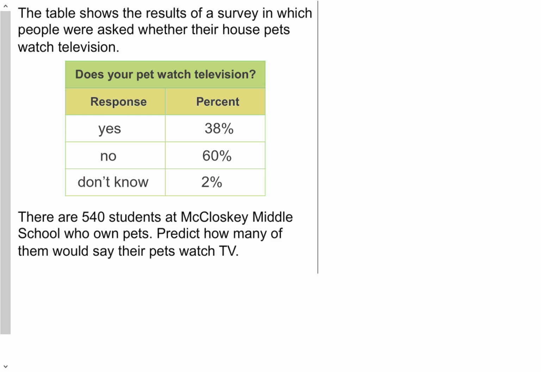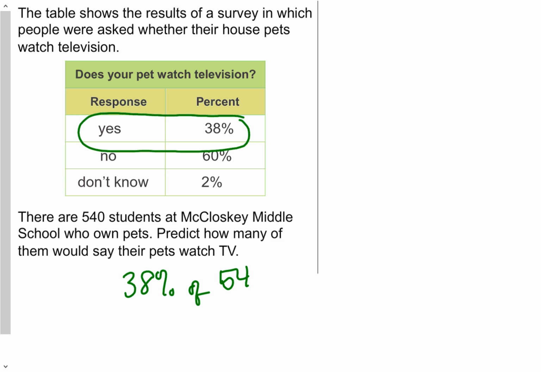Okay, this is my last example. The table shows the results of a survey in which people were asked whether their house pets watch television. That's interesting. Okay, so there are 540 students at McCloskey Middle School who own pets. Predict how many of them would say their pets watch TV. Well, here we have 38% of them say that their pets watch TV. So we would say 38% of 540.